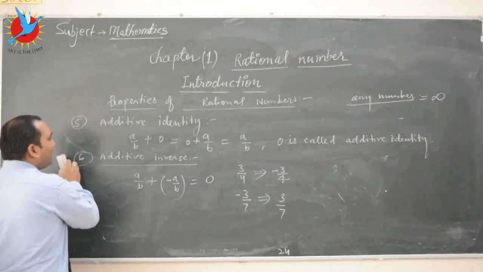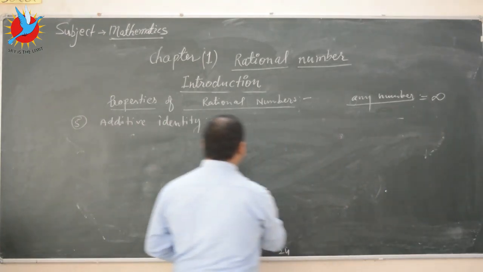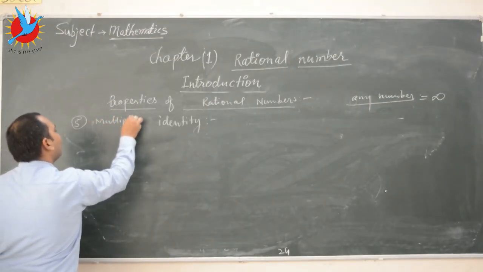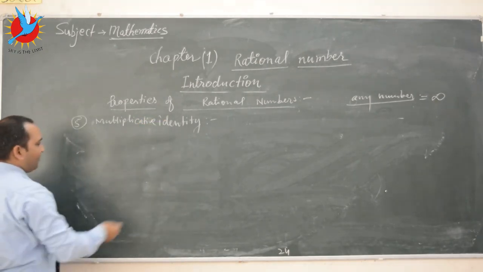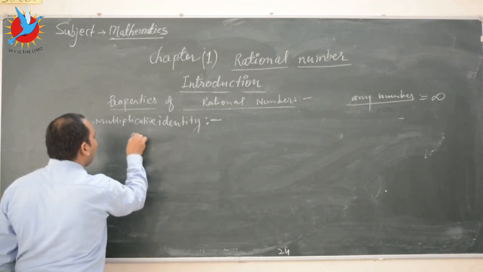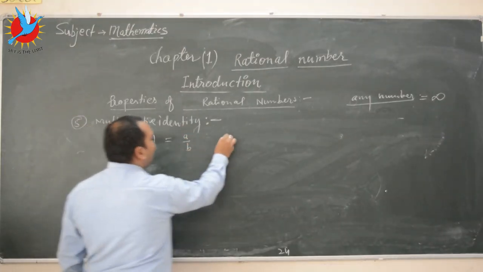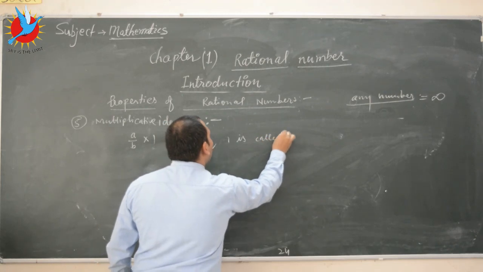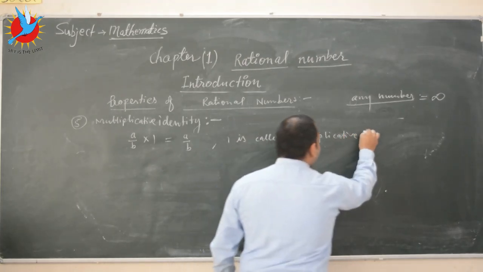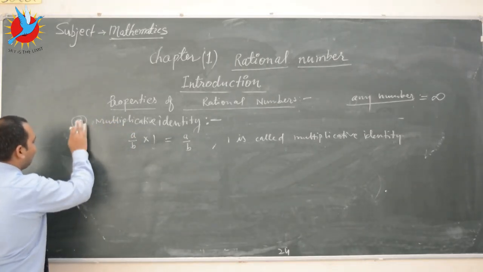Next, multiplicative identity. Multiplicative identity means if we multiply by 1 in any rational number, consider a upon b multiplied by 1, the result is a upon b. So one is called multiplicative identity.